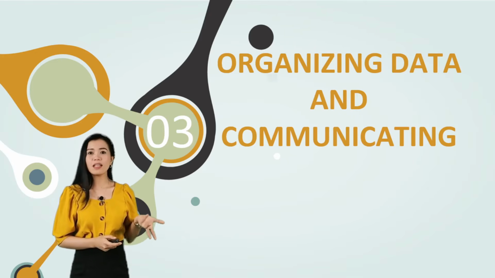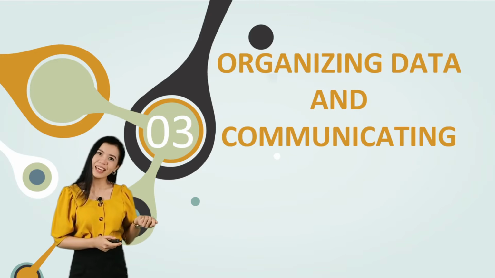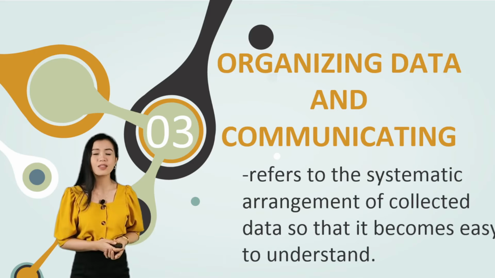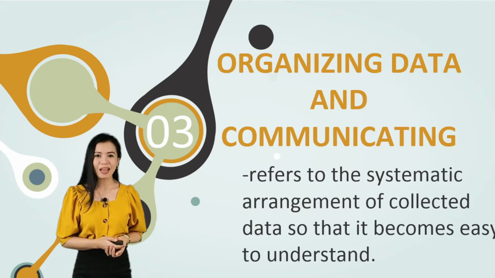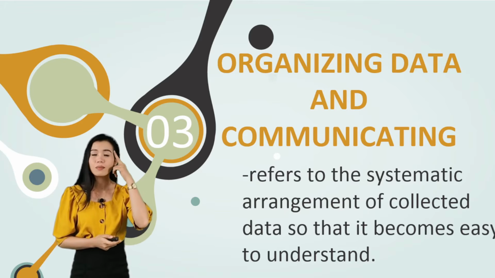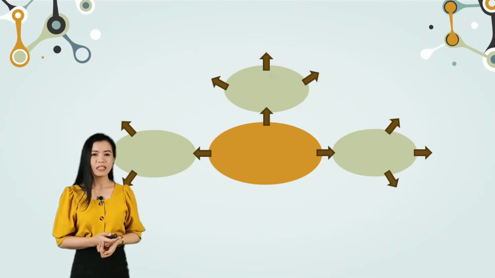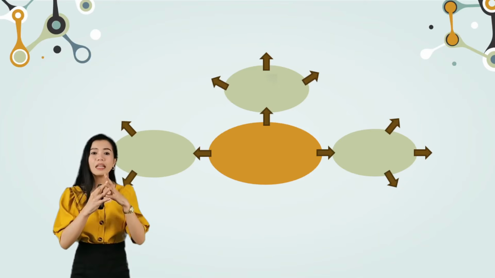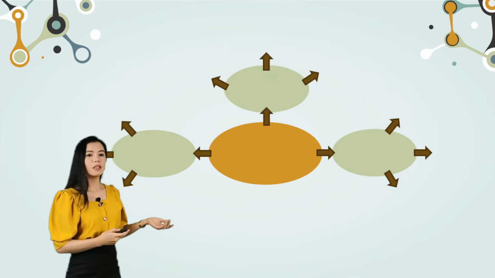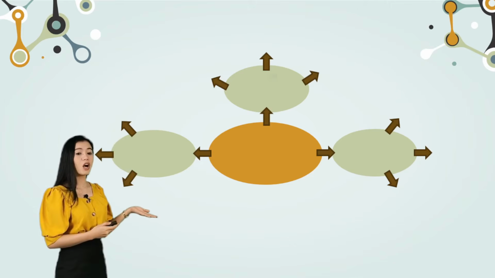The next one is organizing data and communicating. So what is this all about? This refers to the systematic arrangement of collected data so that it becomes easy to understand. When we gather data from an experiment, we need to put it into simple forms for other people to understand it better. Let's make use of this chart.